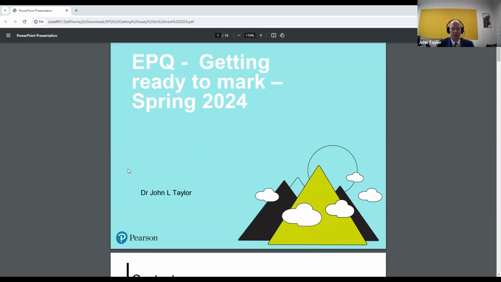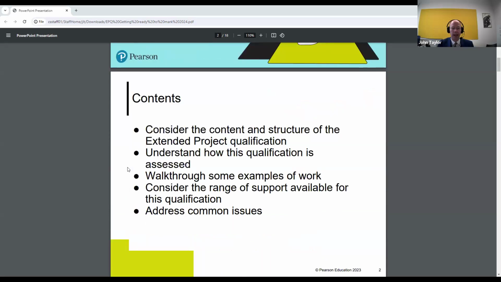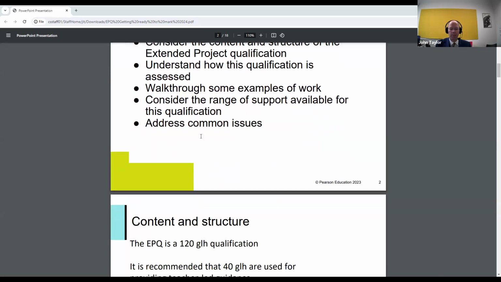Lovely. Okay, so as I've said, the aims for today: we're thinking a little bit about the basic structure of EPQ and how it's assessed, and then we'll look at the standards and try to understand the marking grids as they apply by reference to some exemplar work, and then a final chat about any common issues or links to the further support that's available.